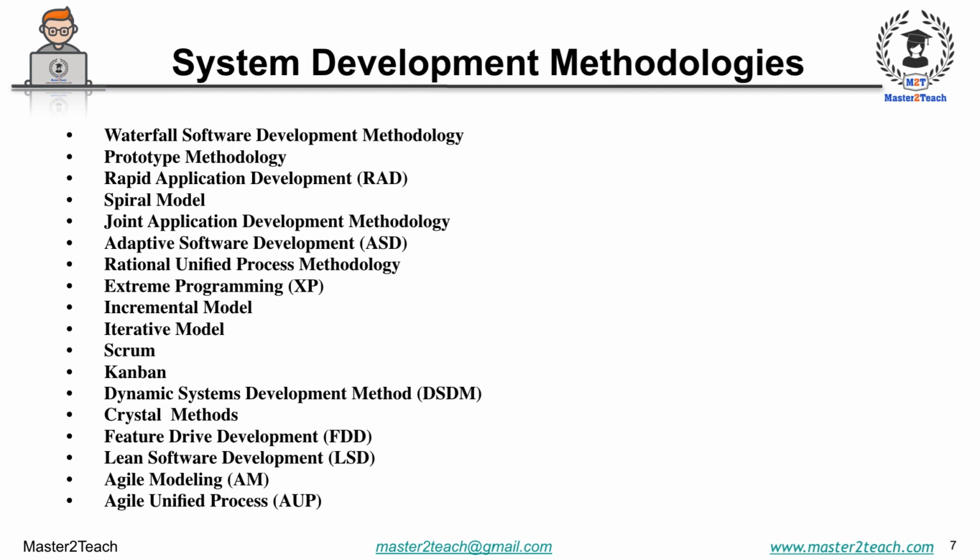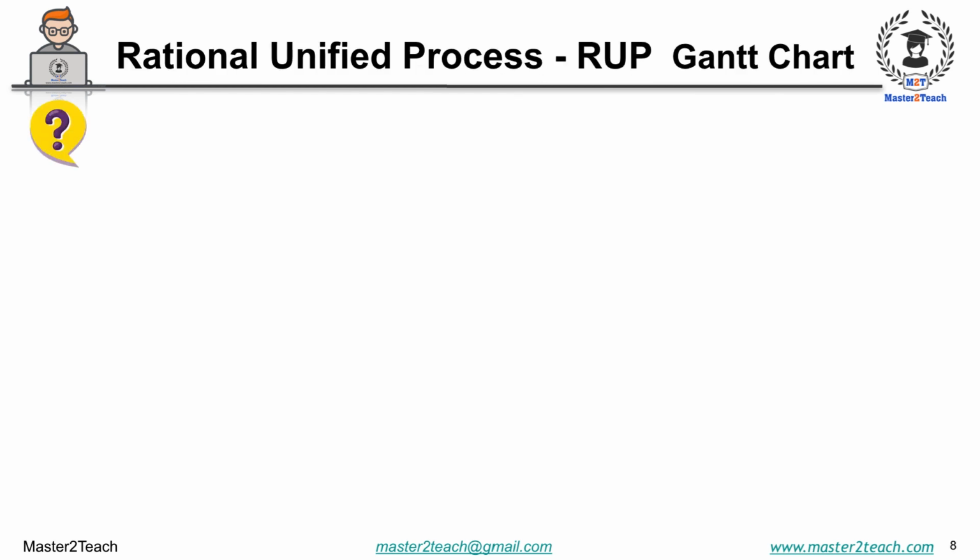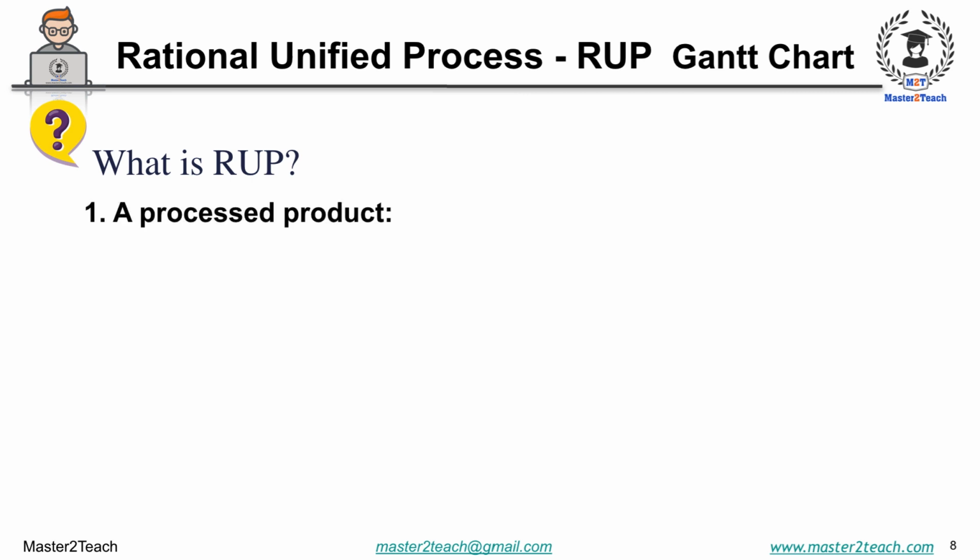Among this list of methodologies, RUP is one of the most popular and effective methodologies in software development. RUP stands for Rational Unified Process. Then, let's move on. What is RUP? Rational Unified Process (RUP) is a software development process from the Rational division of IBM. It can be defined as a process product.